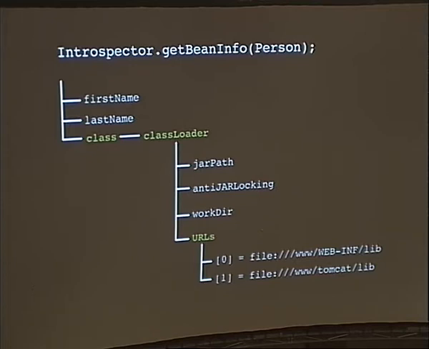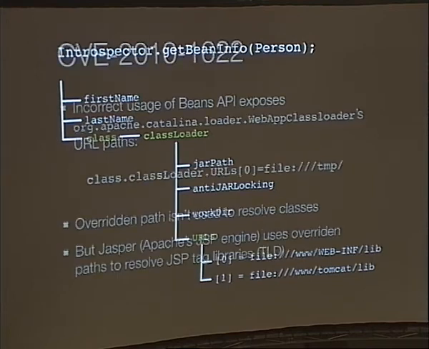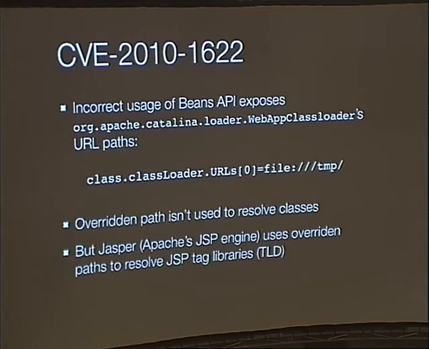in the class loader. So because of the incorrect usage of the APIs, we can submit an HTTP request as follows. We can simply do class.classLoader.urls[0] equals and the path to a file. Now, you may wonder, oh man, you're using a square bracket and a 0. Why is it like this? What's taking care of everything? Well, the framework is doing all of that in the background.